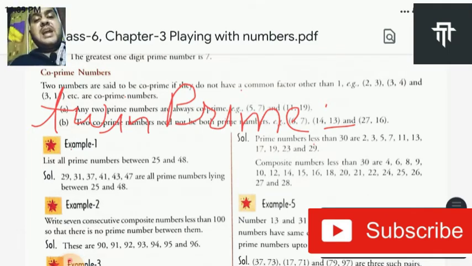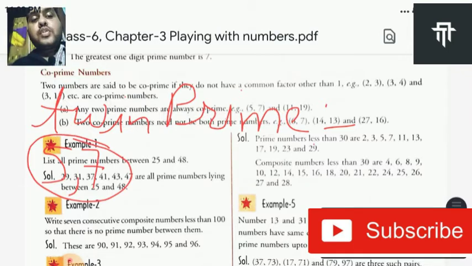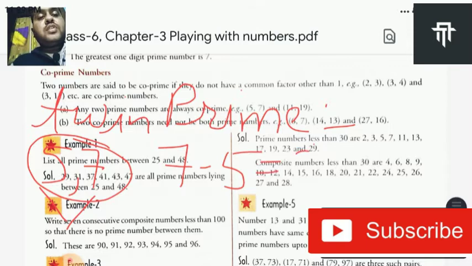If I am writing 5 and 7, it is very important for twin primes that both numbers must be prime. For co-prime it is not compulsory, but for twin prime it is compulsory that both numbers must be prime. So 5 and 7 are both prime, and when we subtract, 7 minus 5, we get 2.